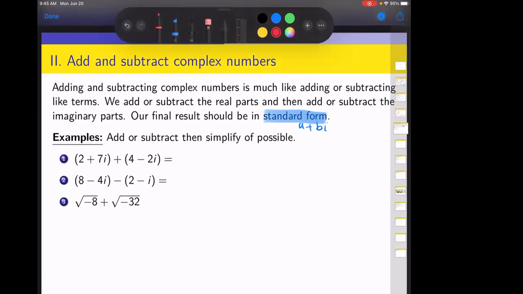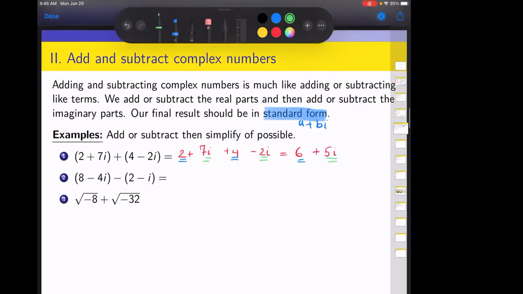So 2 plus 7i plus 4 minus 2i. I just remove the parentheses, because the plus means nothing changed. And then combine like terms. What do I have? 2 plus 4 is 6, right? And then 7i minus 2i is 5i, right? You guys do number 2. And that will be your answer. Let me box it up.